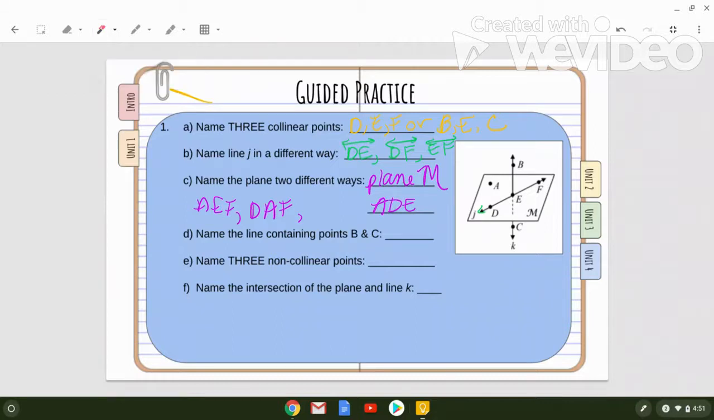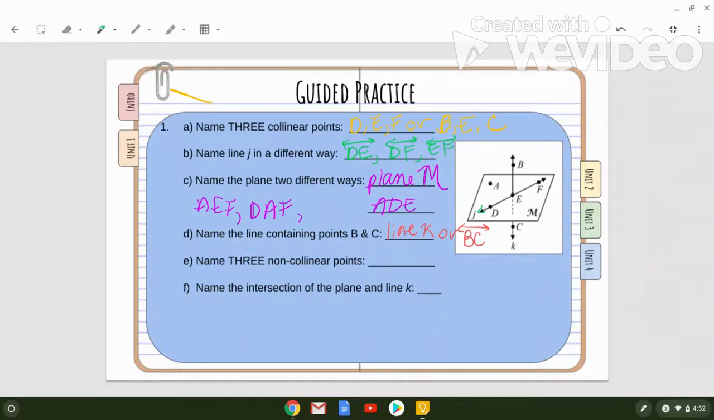Okay, next question. Name the line containing BC. So point B and point C are right here. What line do they fall on? Well, the easiest answer is line fancy lowercase k. But since we're talking about BC, we can pick any 2 points on this line. So I can say line BC with the arrow over the top of it. It doesn't matter, however you want to look at it. I can call it BE, I can call it line EC, I can call it line CB, and so on and so forth.